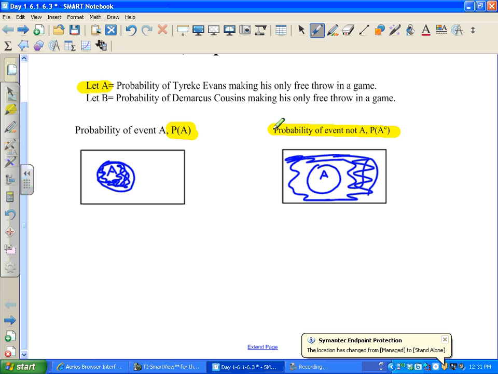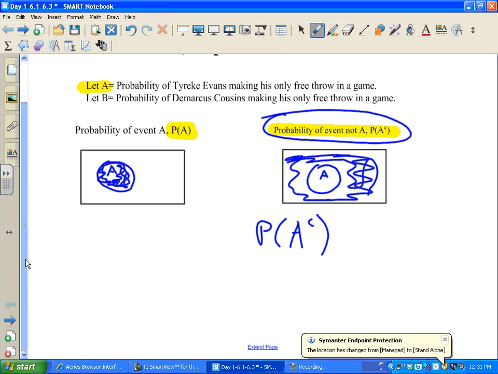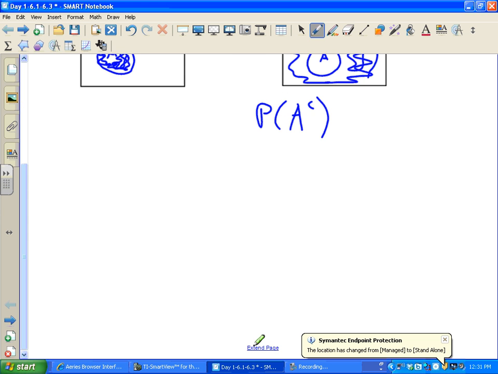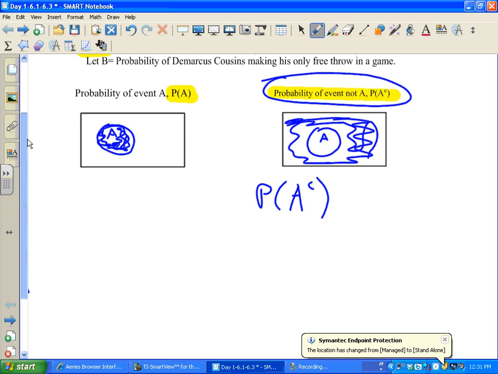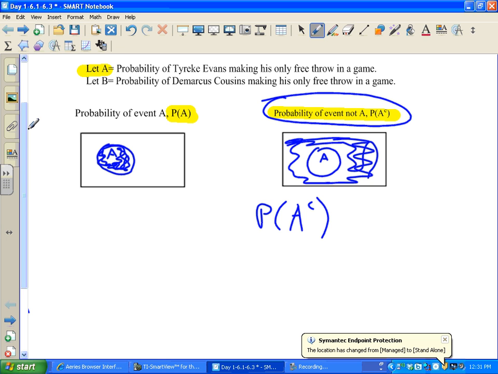But what I want to link here is the idea of what not A is. And it's written as probability of A with a little c. It looks like the c is an exponent. Okay? And not A will be referred to in this class as A complement. Okay? A complement.